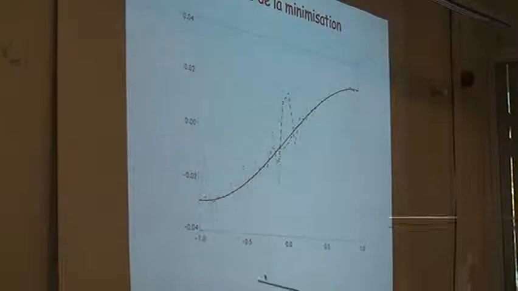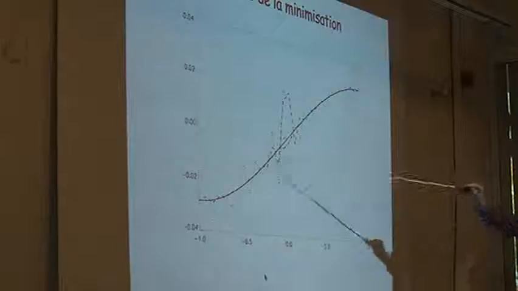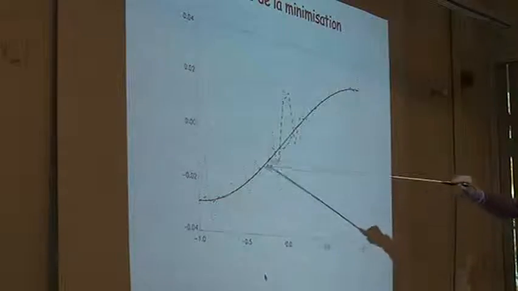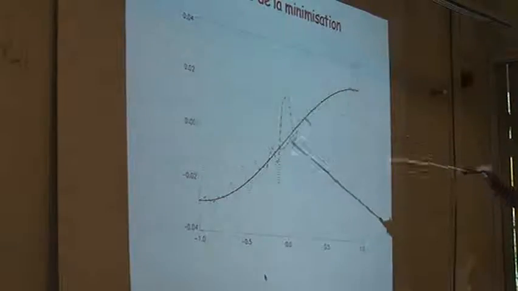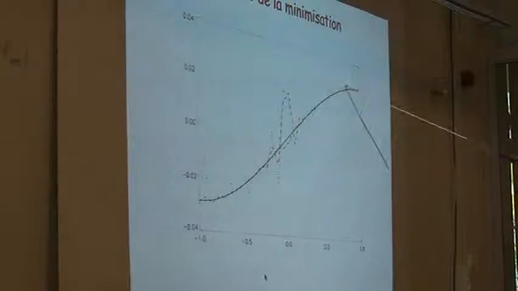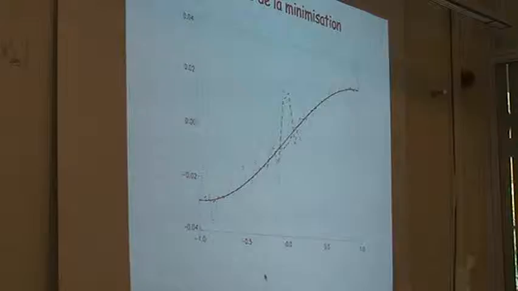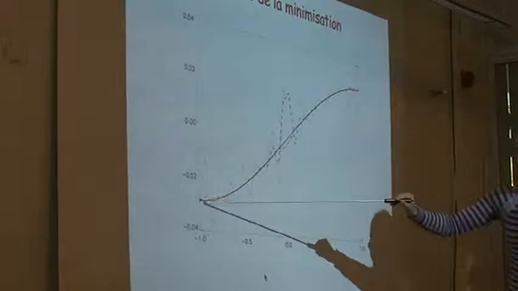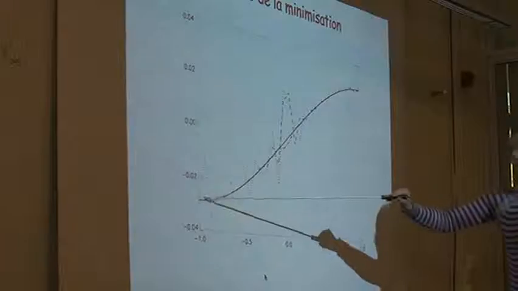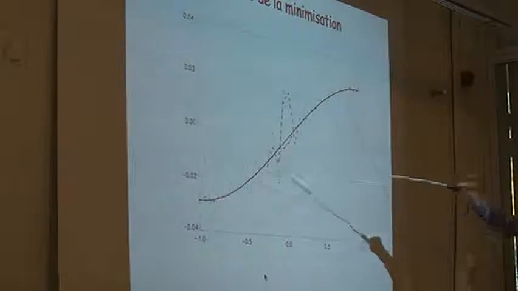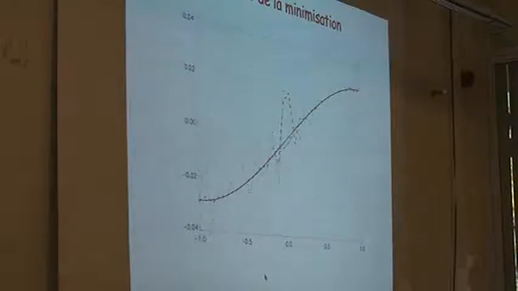If this is 10 to the minus 5, I get to this other curve here. So it fits a little bit better the true state. And then I go to 10 to the minus 15, and then it's more or less superimposed with the true state. So I go to the true state in this case.